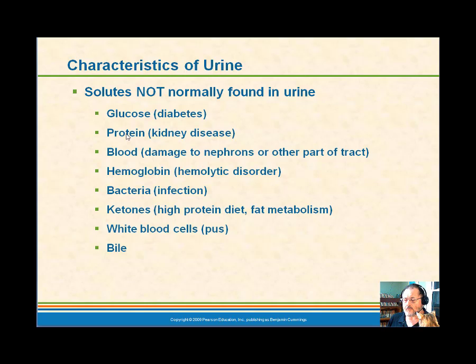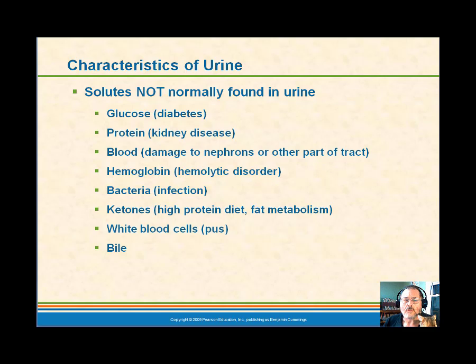Now, the normal nature of urine is that it is sort of between a clear to a yellowish color. It is slightly aromatic, that is, it has a smell to it, and relatively translucent.